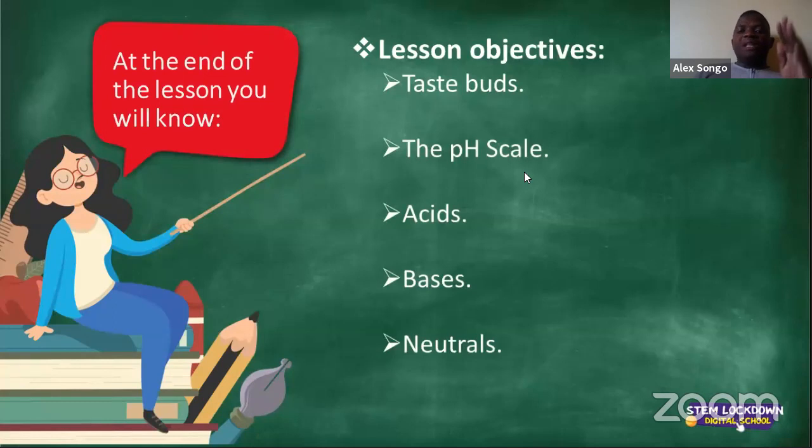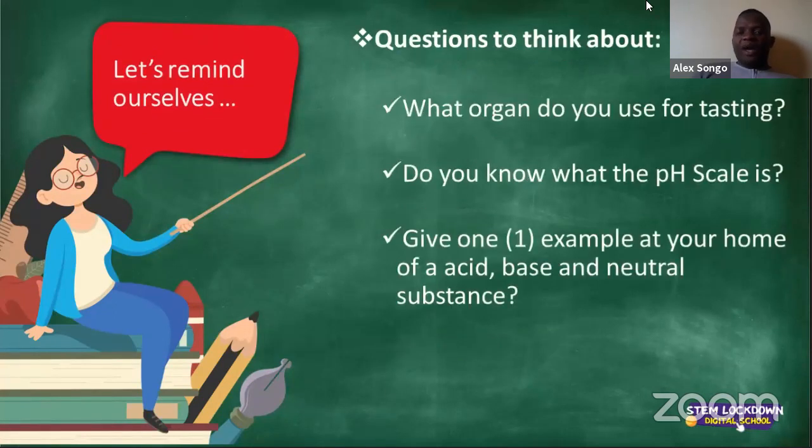All right, so those are the 5 lesson objectives that we are doing today. Let's move right along without wasting any more time. I just want you to think about the following questions in terms of what we are doing today. Number 1, one of the easiest questions: what is it that we use for tasting? When we want to taste something, what do we use?